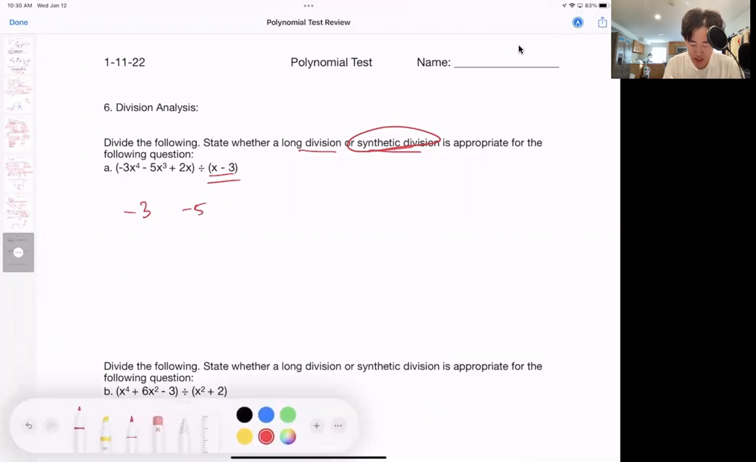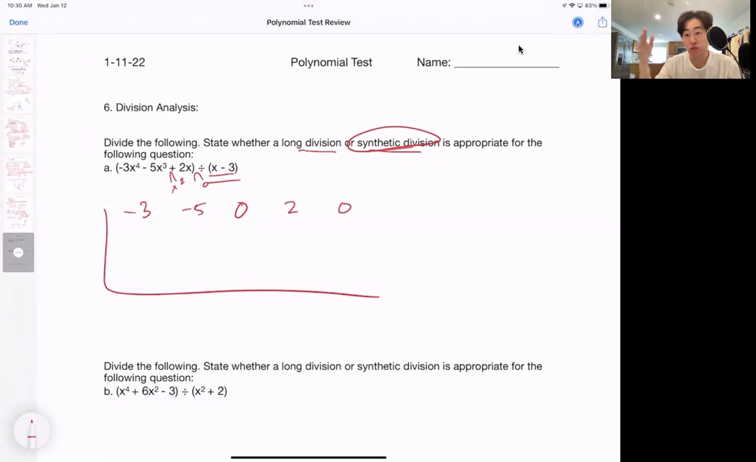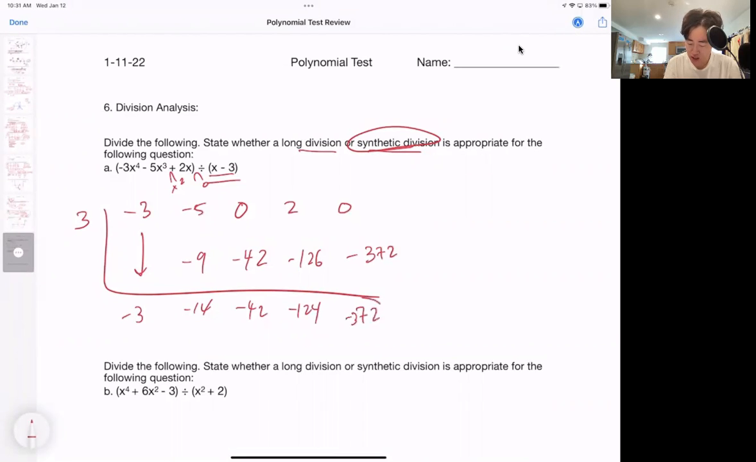Actually, I also made a mistake. We're missing x squared, and we're also missing that last number, which is 0. So we have 0x squared, 2x, and then 0 as the last number. Then you put 3, -3, -9, -14, -42. This turns out to be really crazy, but 126, -124, that's 372. So that is going to be my remainder.